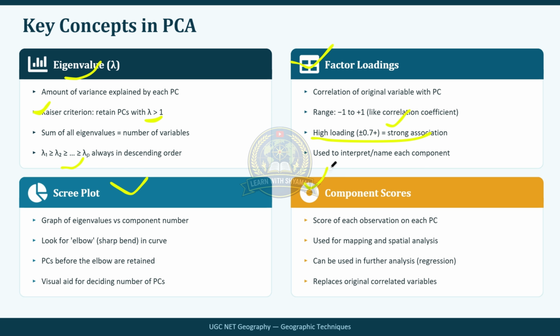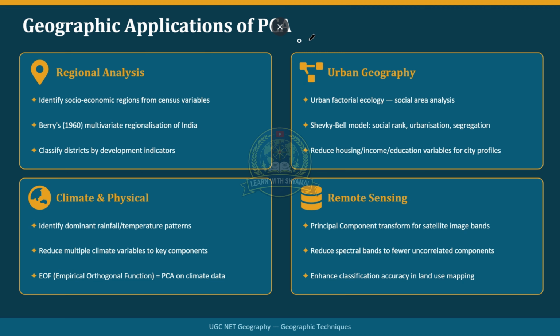Component scores: score of each observation on each PC, used for mapping and spatial analysis, and can be used in further analysis. In regression, they replace the original correlated variables. Okay, geographic applications of PCA. Regional analysis: identify socioeconomic regions from census variables, Berry's 1960 multivariate regionalization of India, classify districts by development indicators.